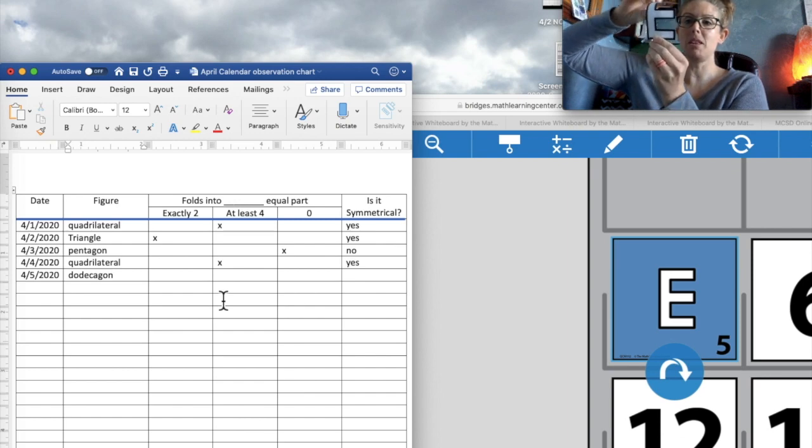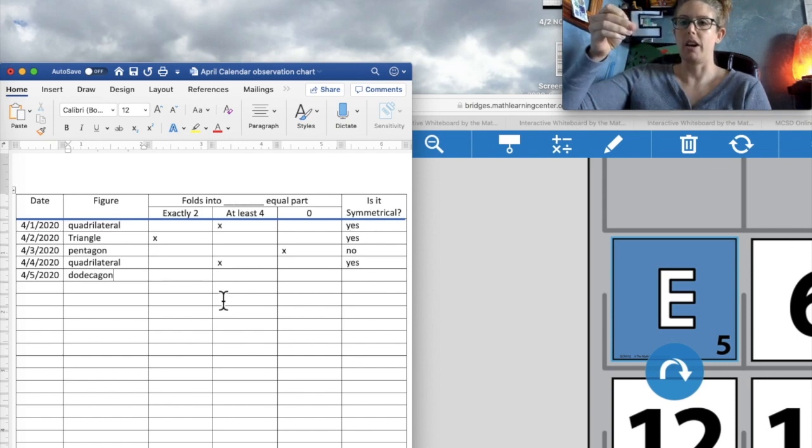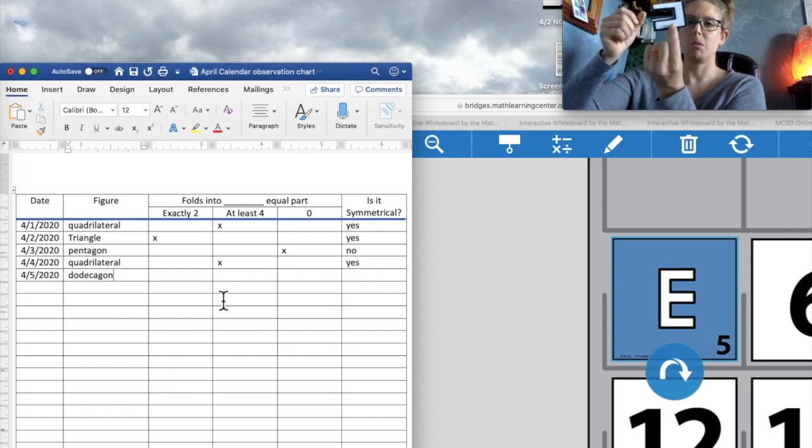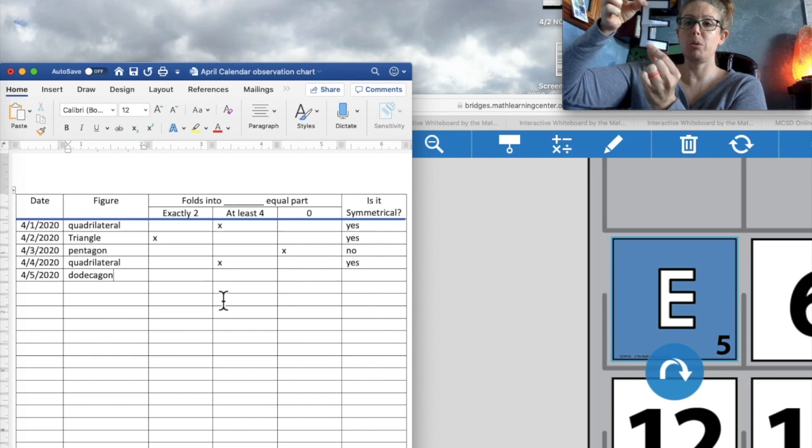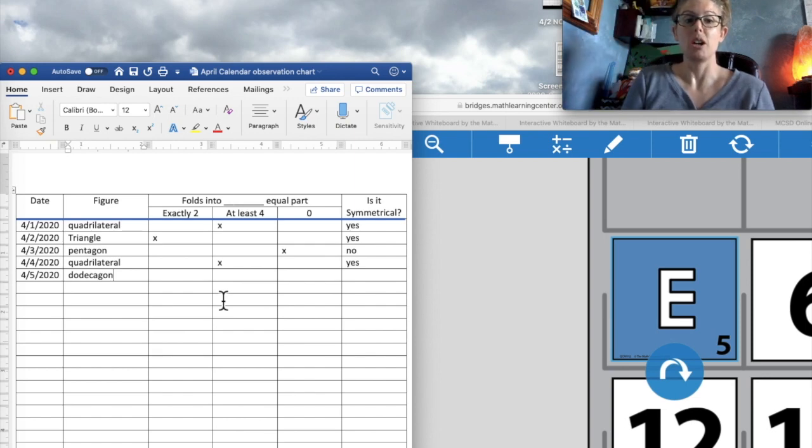And now maybe let's try going from top to bottom. All right, top to bottom, if I go there, yes, we do. We do have it fold into, if I unfold it, 2 equal parts there. You can see that line. There would be 2 congruent parts. So we're going to put an X in exactly 2 there.